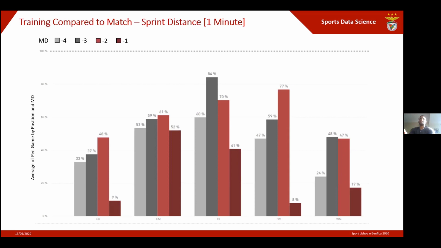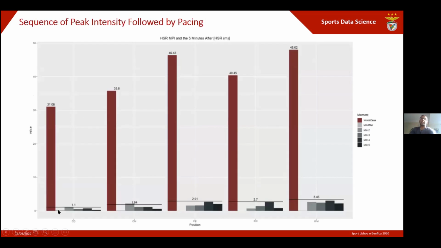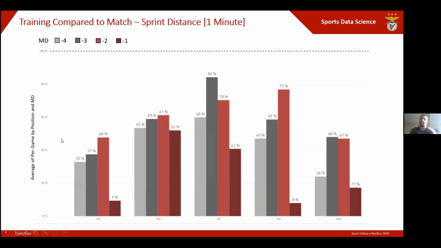Here what you see is training periodization, and what we saw within Benfica is that we didn't really prepare our players that well when it comes to sequences of peak intensity. We do see that players are not performing up to match average after doing a 5 minute intense sprint, or after doing a 1 minute intense sprint.